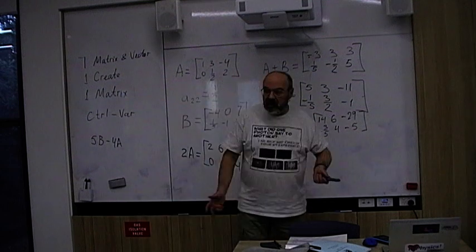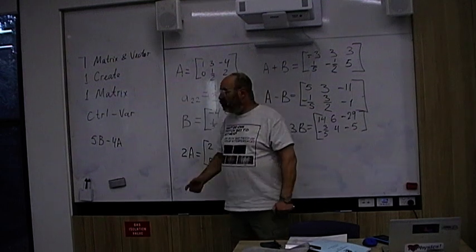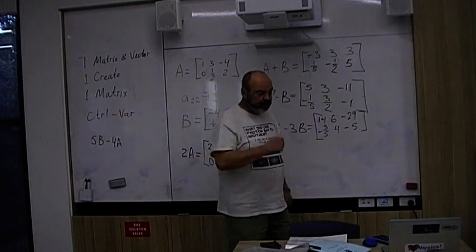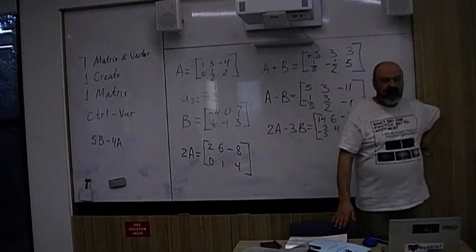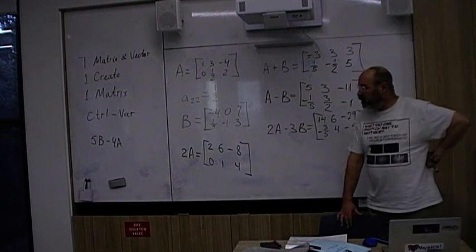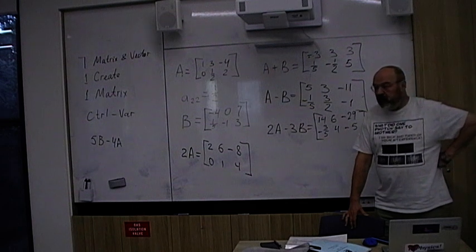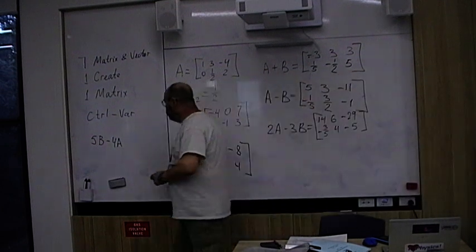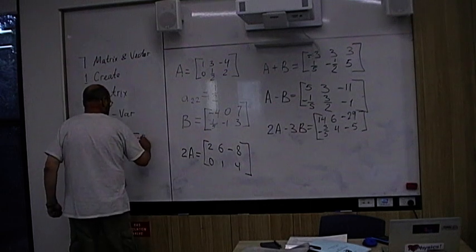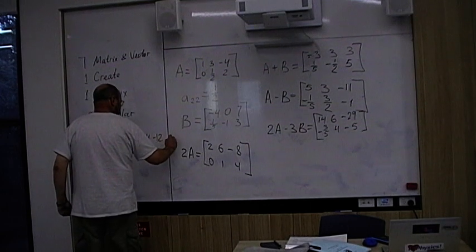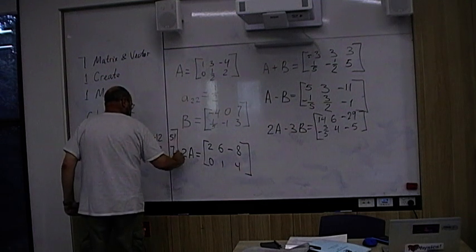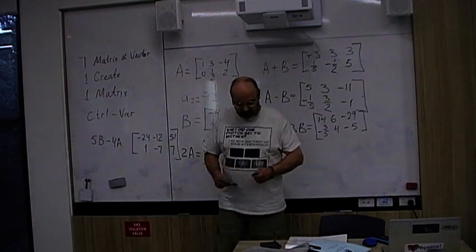When you create them, you just press 5 times B minus 4 times A. So you need to create the matrix, give it the name B, and then do 5 times B minus 4 times A. You got it? So, what's the answer? Negative 24, negative 12, 51, 1, negative 7, and 7. So it's pretty easy to operate.